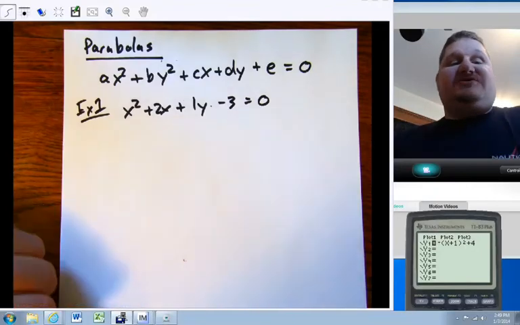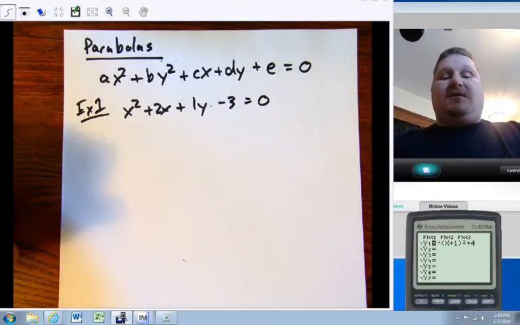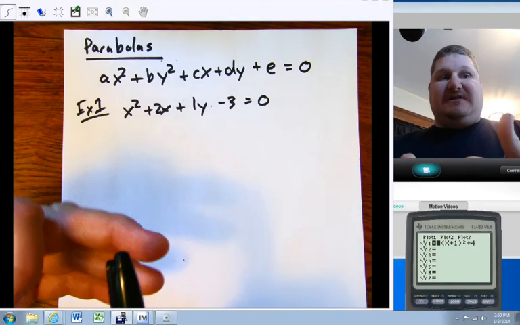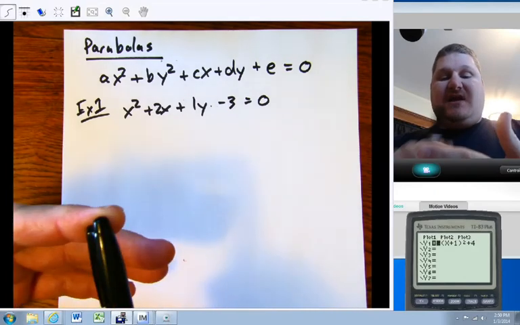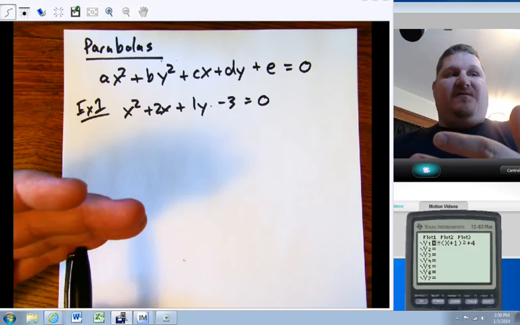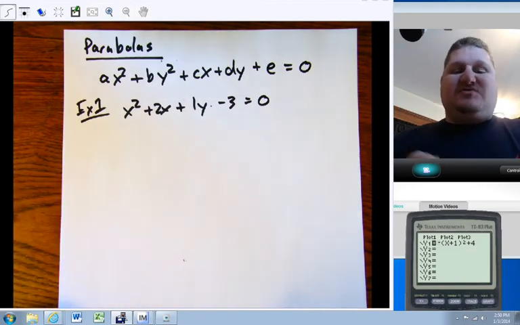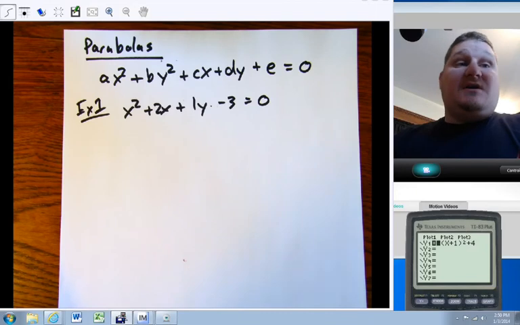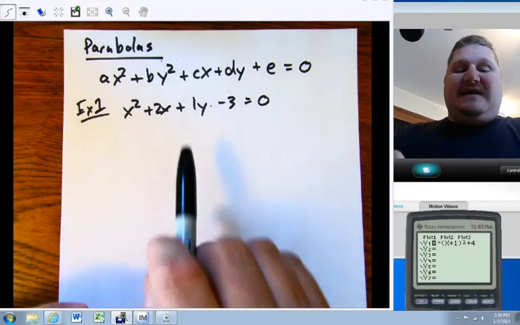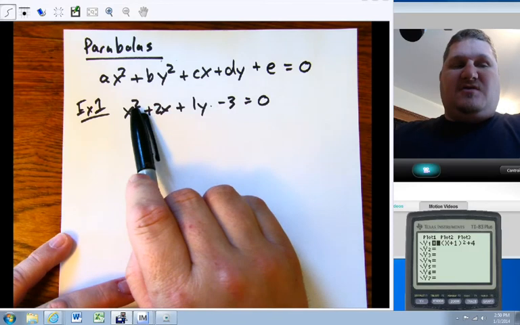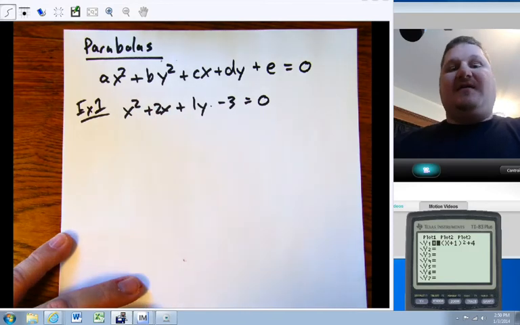Okay, ladies and gentlemen, we've dealt with conics, with circles, hyperbolas, ellipses, and parabolas, together with their general forms and their general equations. Now what we need to do is look at each shape individually. We're going to go ahead and start with the parabola. The key to it is that it only has one squared term. y equals x squared, x equals y squared. Only one term is squared.